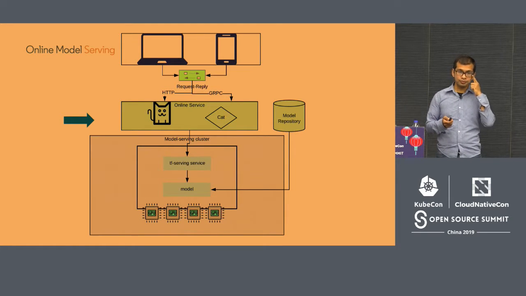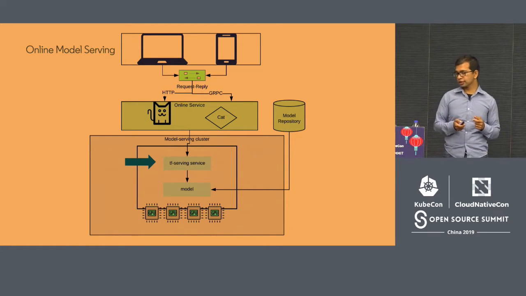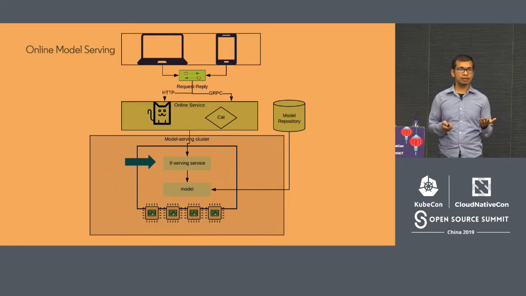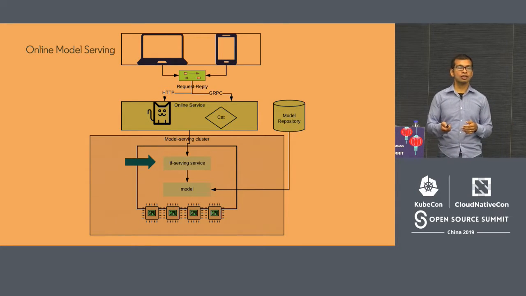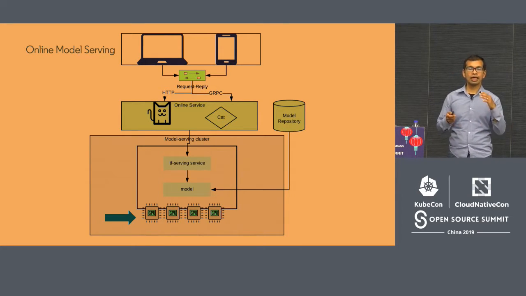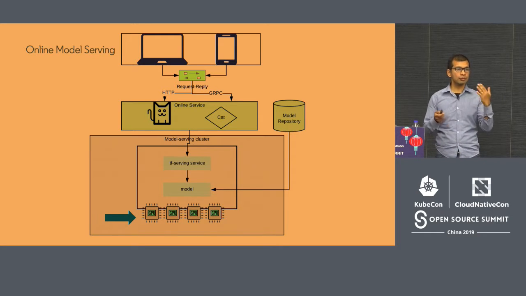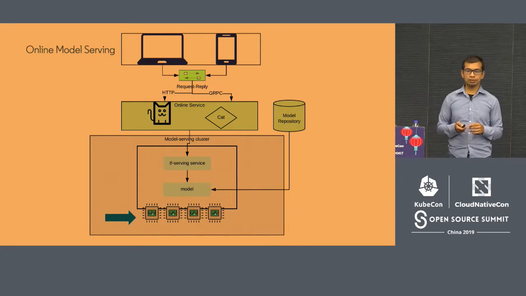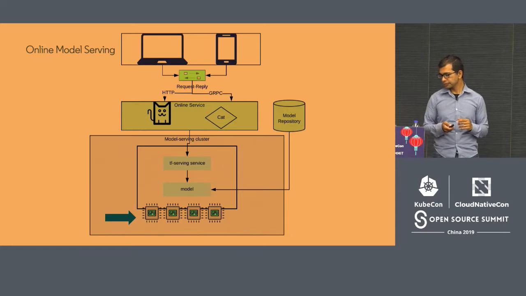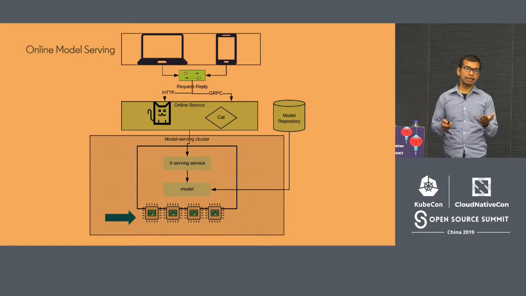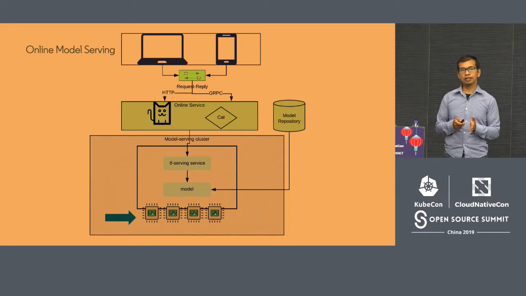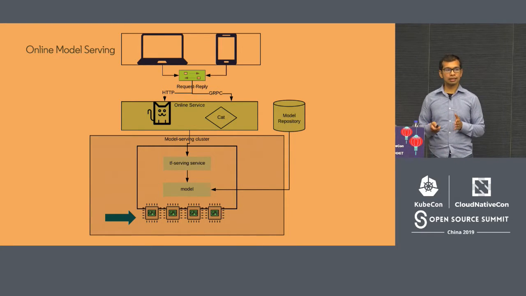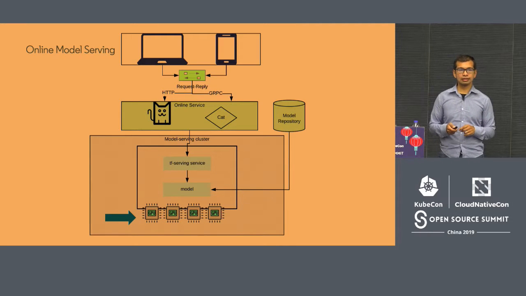So that request gets forwarded to the TF serving pod in our model serving cluster, and then the TF serving pod will route it to a model that's deployed by our model deployment system. And this can also take advantage of GPUs on the box. So it can answer a lot of queries in parallel, it can cache queries and things like that.